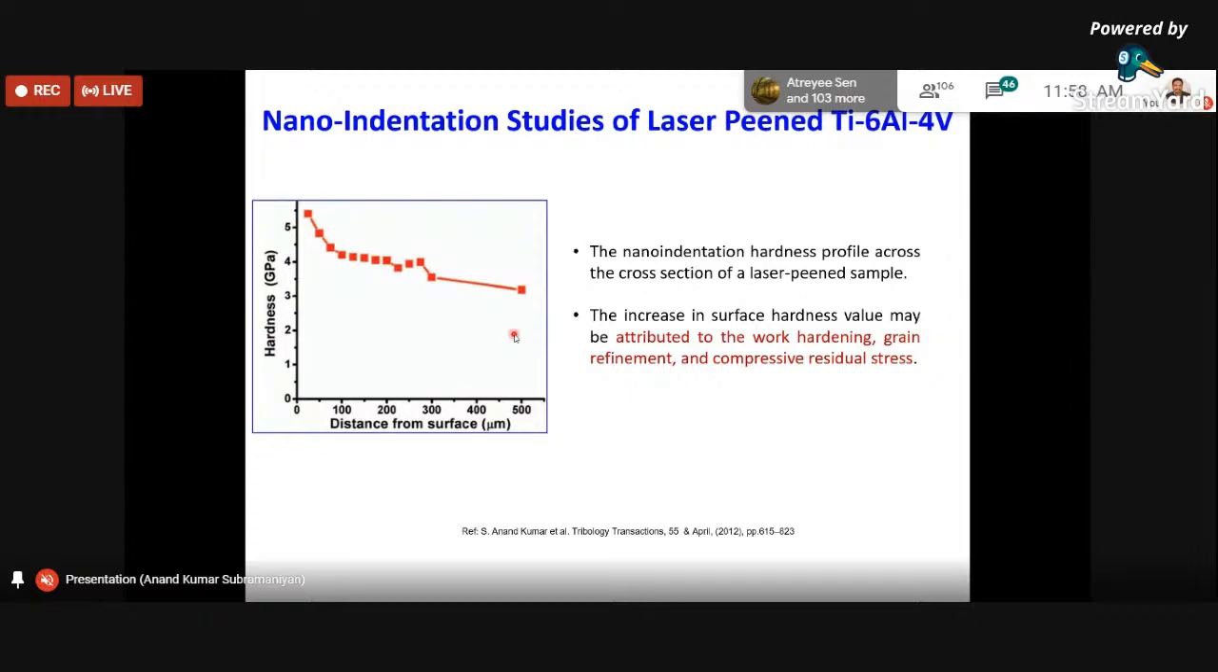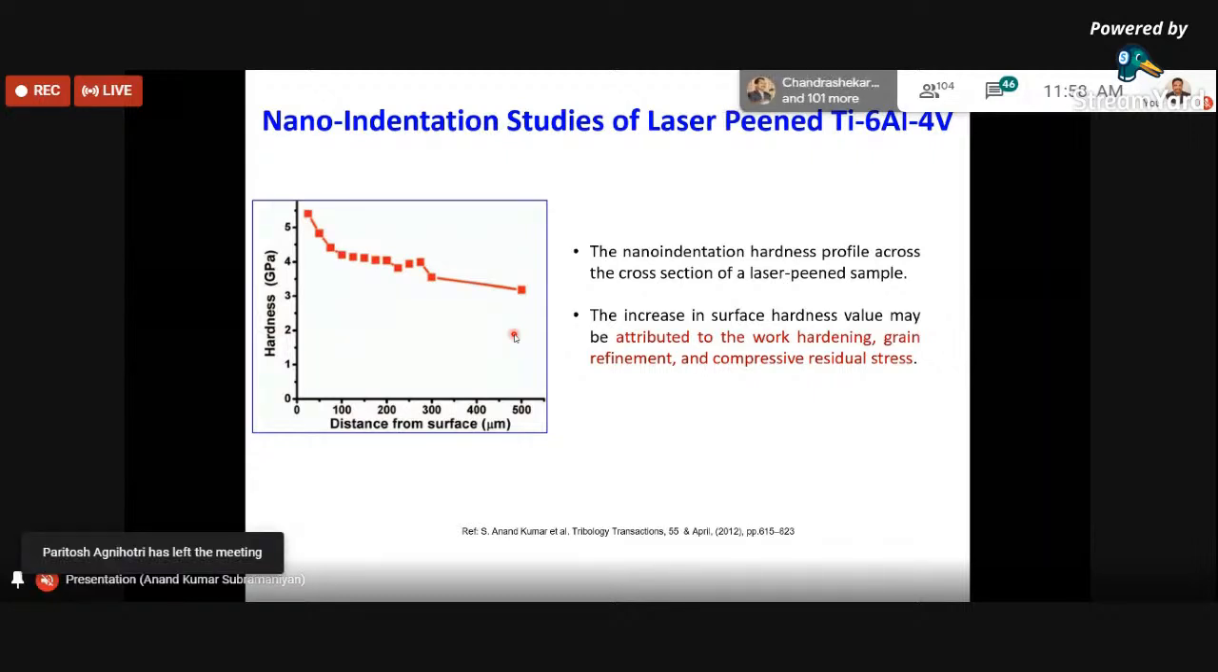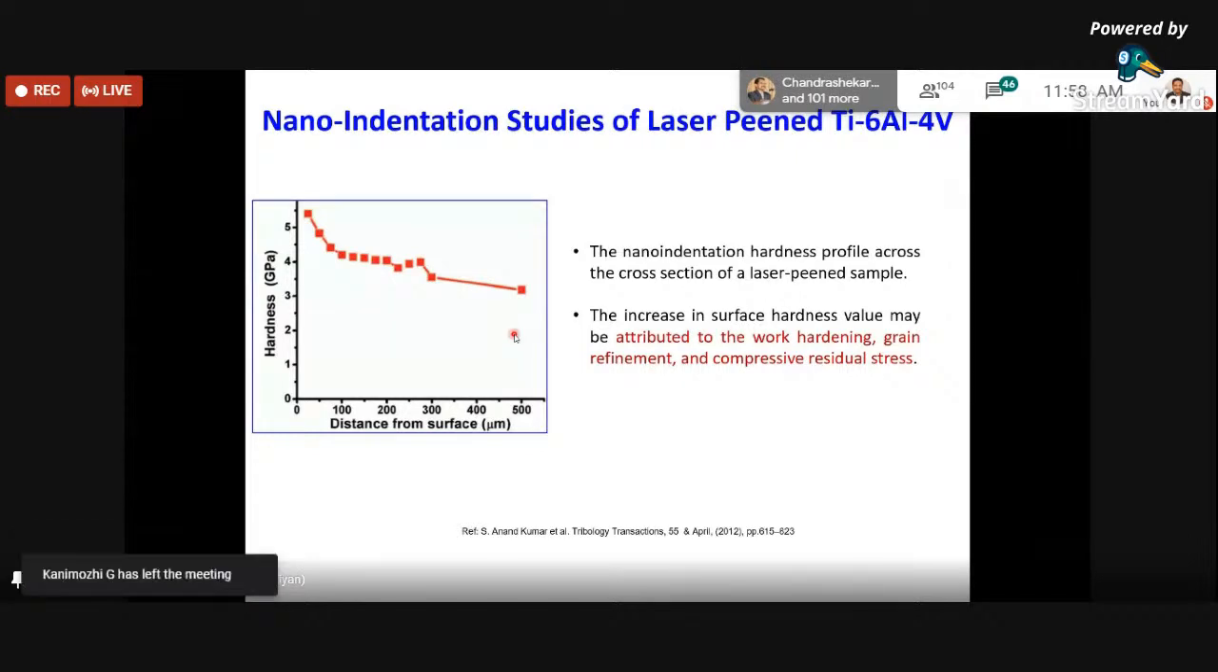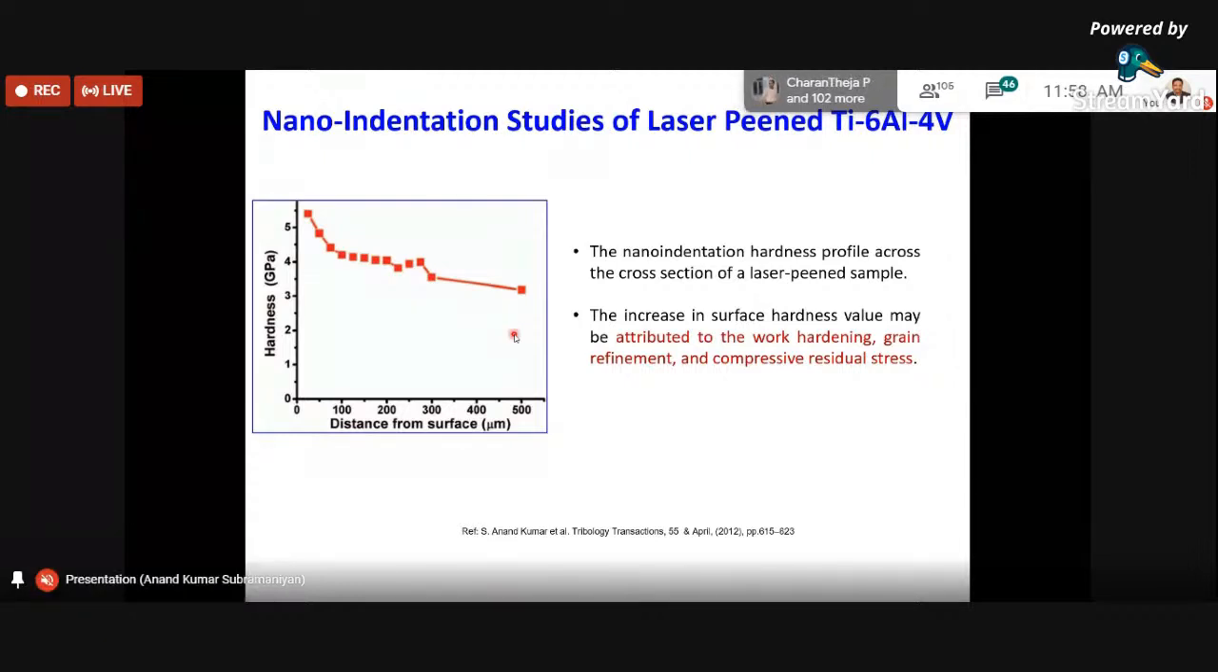This is another question from Professor Gurulingam, sir. While improving the surface quality by severe plastic deformation process, the core is subjected to stress. To retain the core mechanical strength without compromising the surface quality, what kind of post-treatment process are suggested? So this question is with respect to SMAT, right? Yes, sir.